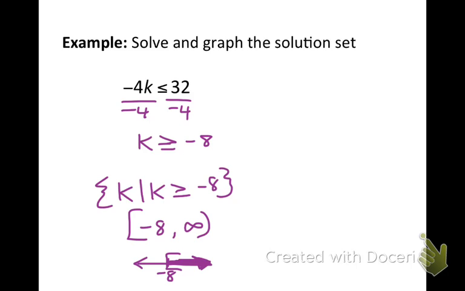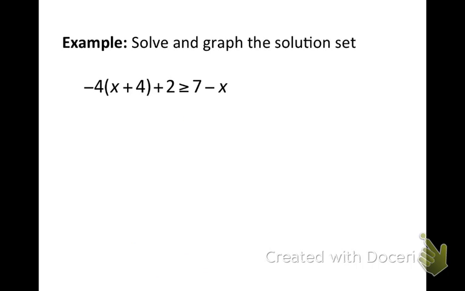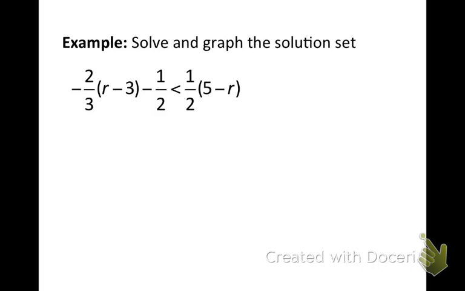Okay. All right, let's find some harder ones. Those are pretty easy. Ooh, there we go. You gotta love those fractions. Let's bring those into our life. All right, negative 2/3 times r minus 3 minus 1/2 is less than 1/2 times the quantity 5 minus r.